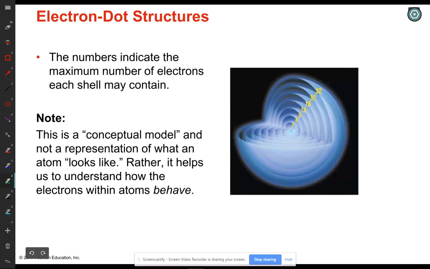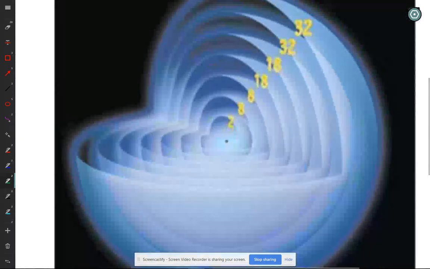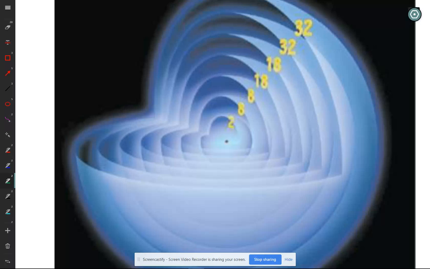So remember, we looked at a picture like this that I told you, this isn't real. This is a model, right? The electrons aren't in these nice concentric shells. But in the lowest shell, you have 2 electrons. The next one, 8. Okay, let's change to a color you can read.